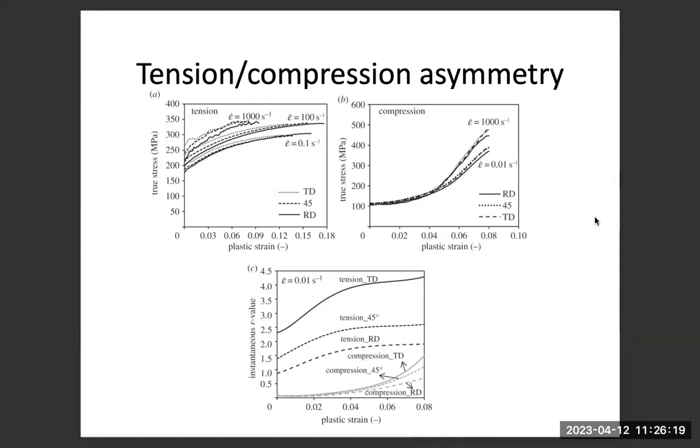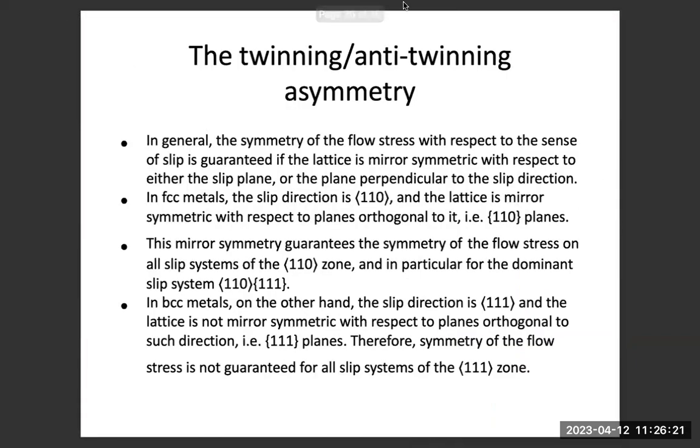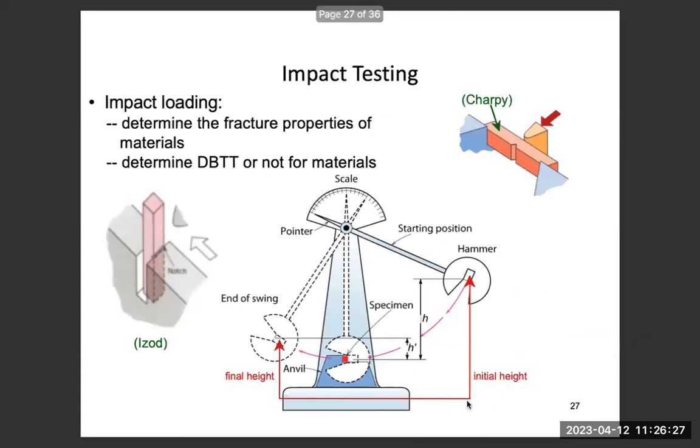All right. That is why I don't want to mention twinning and twinning asymmetry. Perfect.